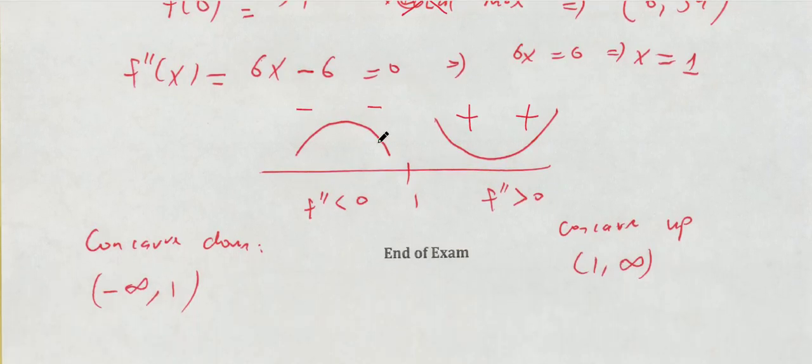The concavity on the left side of 1 is concave down, going all the way from -infinity up to 1, but not including 1. And then the concavity for the right side is concave up. The right side of 1 is concave up, so you go from 1 all the way to positive infinity. That should be the interval for concave up. So 1 is the inflection point. The left side of 1, from -infinity to 1, is concave down, and 1 to positive infinity is concave up.